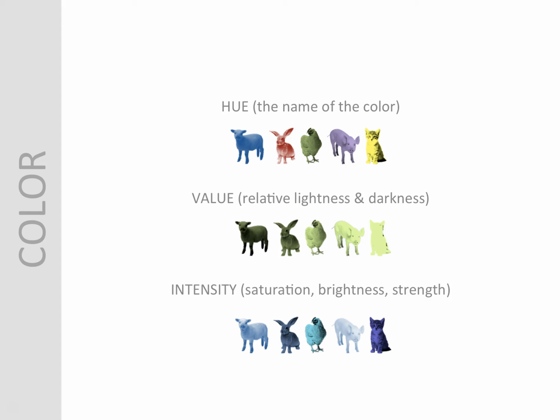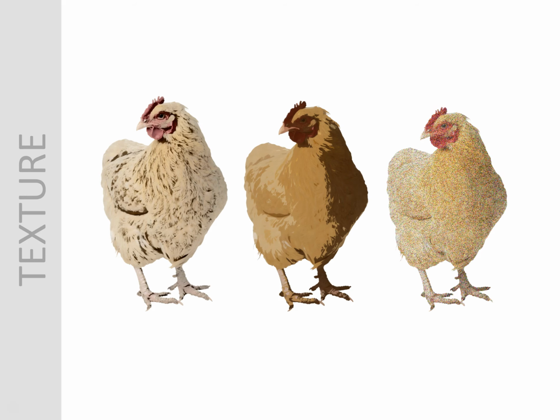There's also an intensity to color, which is its saturation, brightness, or strength. So that a blue can be of a lesser or greater saturation. Any hue can have lesser or greater intensities, and also various color hues have various intensities. So yellow and purple have different intensities.